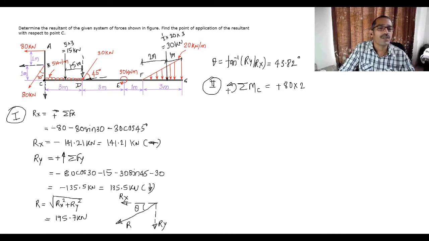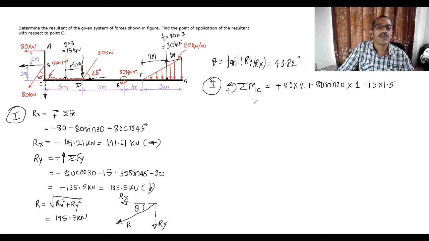Next, the 80 kilonewton inclined force. If we resolve this 80 kilonewton to find the moment, the vertical component at C becomes 0. The moment of the horizontal component at C, if we take it, is again anti-clockwise, means we get plus, and the component is 80 sine 30. The distance we get here is 1 meter. The moment of the equivalent of the UDL, if we take, will be clockwise, 15 into distance 1.5 meter.